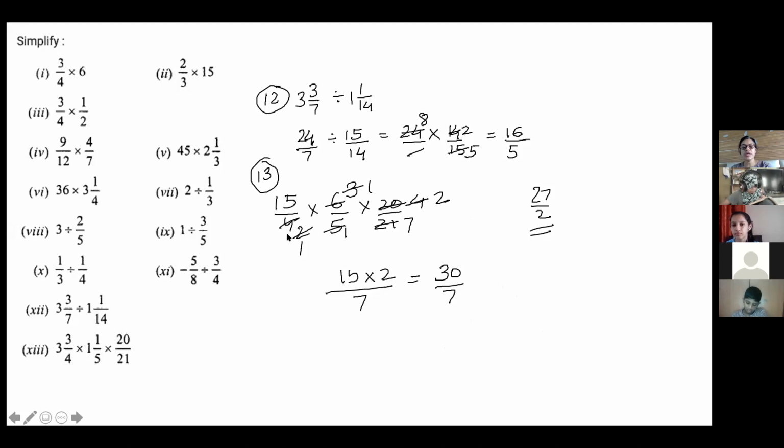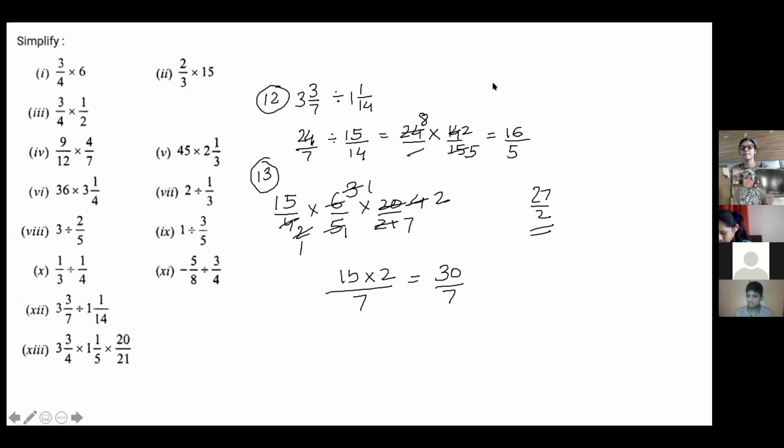Okay. So cancellation you do initially. That is why you have learned lowest form. Lowest form is very important. Cancel out, reduce to the lowest form, and then multiply in the end. Is it clear, Amina? Yes, ma'am, I got 30 upon 7.